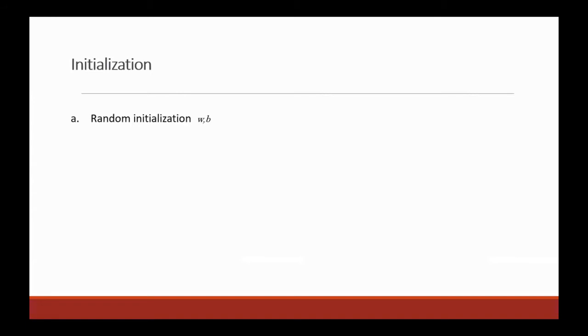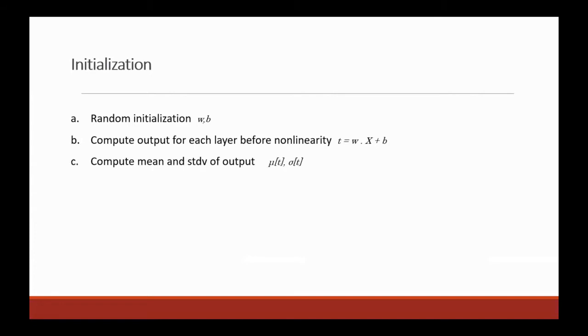We randomly initialize weights and bias for each unit, and then we do a single forward pass. Then for each unit, we compute the pre-activation t before applying activation, as you can see here. Then we compute its mean and standard deviation, and we rescale our weights and bias, as you can see here.